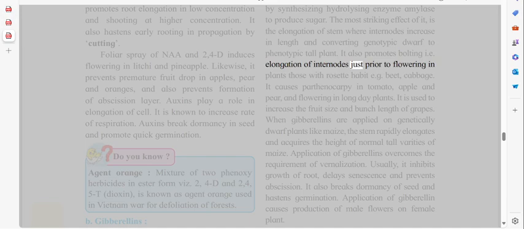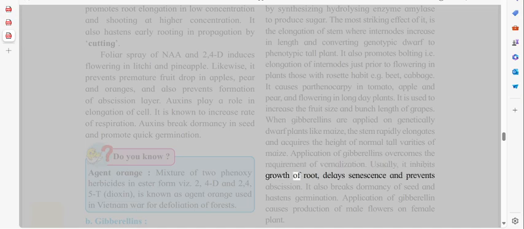Bolting is the elongation of internodes just prior to flowering in plants with rosette habit, e.g. beet, cabbage. It causes parthenocarpy in tomato, apple and pear, and flowering in long day plants. It is used to increase the fruit size and bunch length of grapes. When gibberellins are applied on genetically dwarf plants like maize, the stem rapidly elongates and acquires the height of normal tall varieties of maize. Application of gibberellins overcomes the requirement of vernalization.